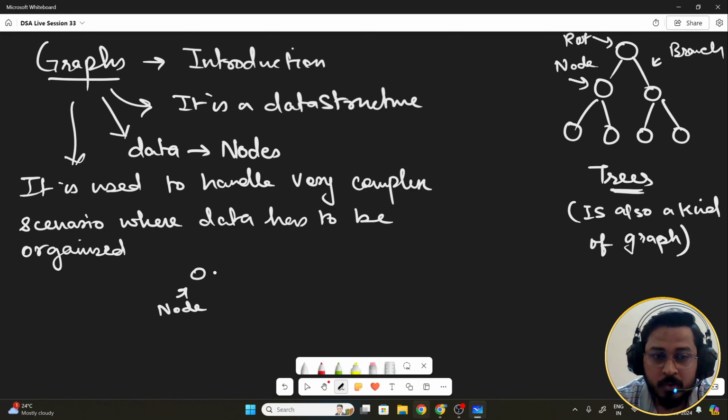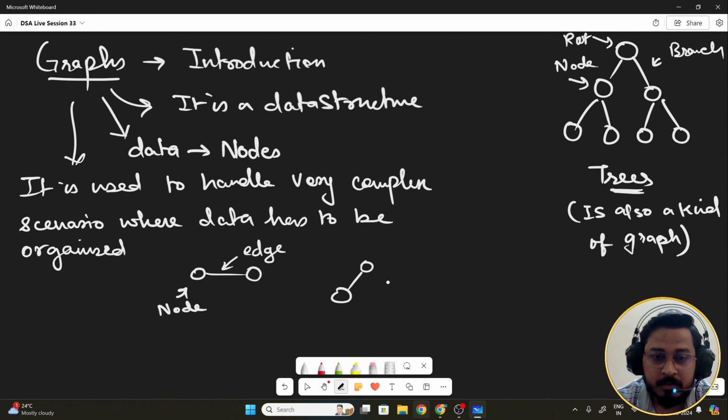So we have the node itself, and the node is connected with the help of an edge to another node. So in this case, this is called an edge. Okay, guys, this is called an edge. So basically, in this case, this is a linear kind of graph. But in general, a graph is a type of non-linear data structure.